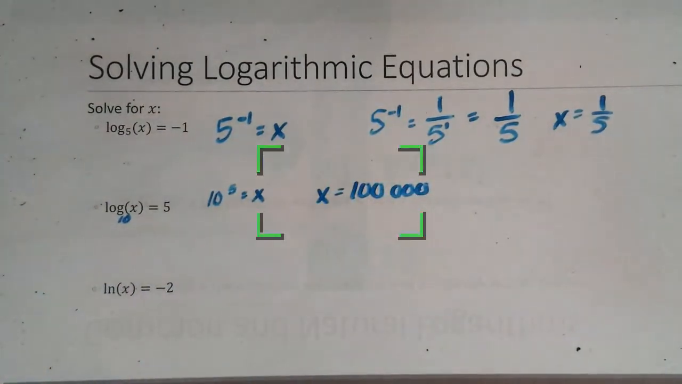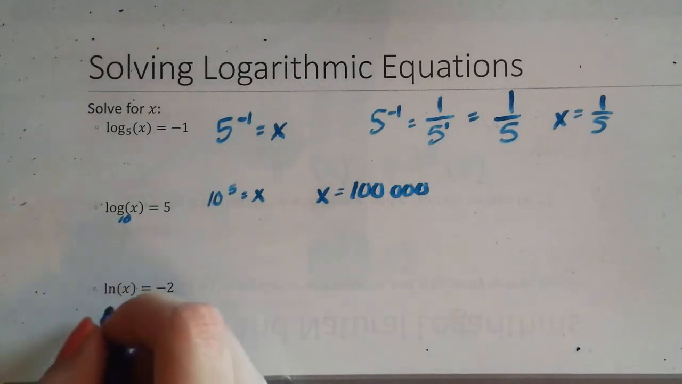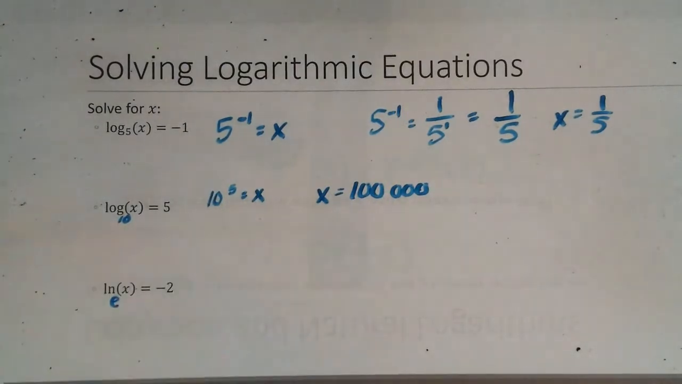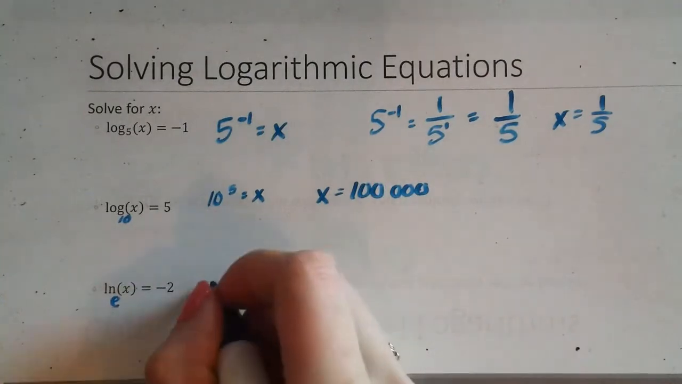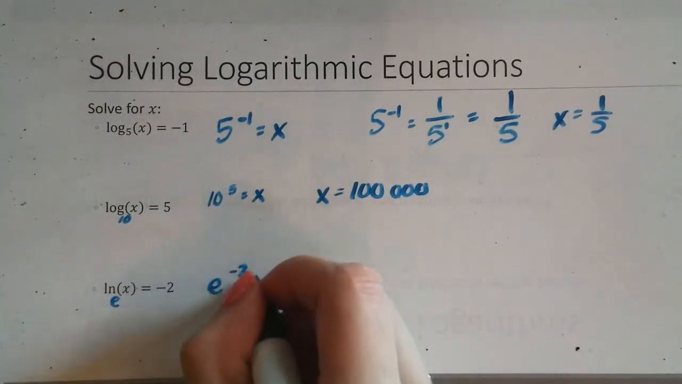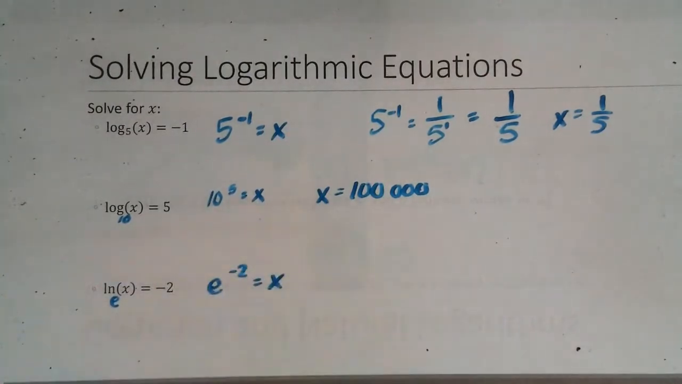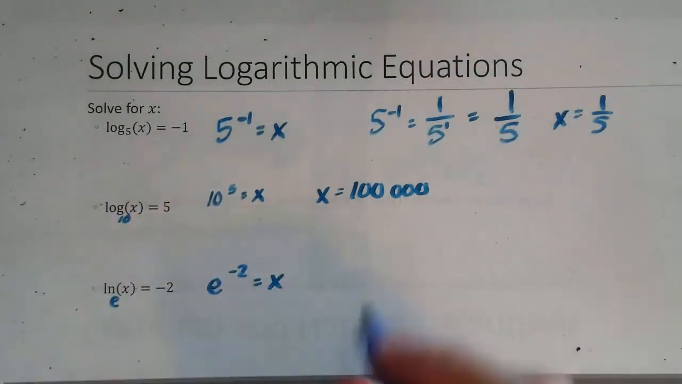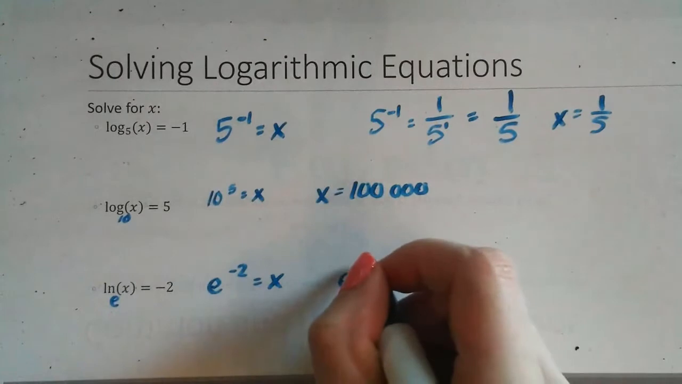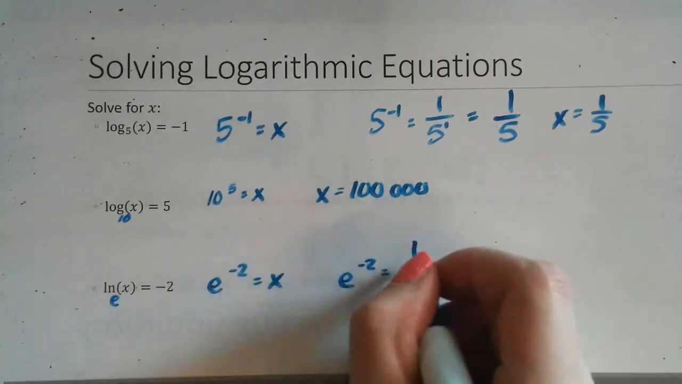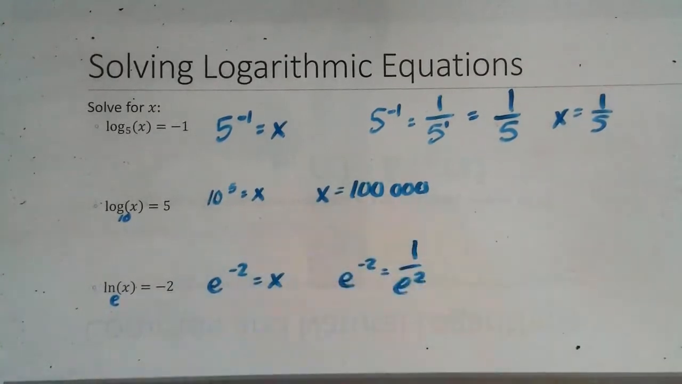Finally, we have the natural log of x is equal to -2. Natural log has a base of e, so if I put my e down there, then we will have e to the -2 is equal to x. Kind of like we did with the negative exponent before, I could rewrite e to the -2 as 1 over e squared. That's not particularly pretty either.